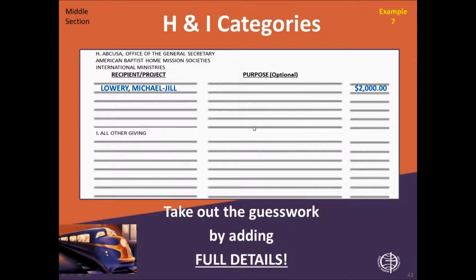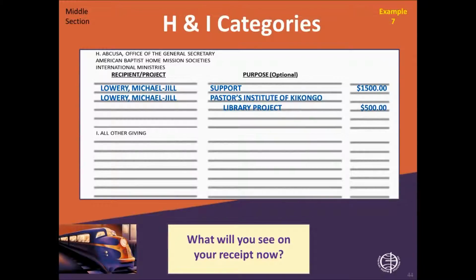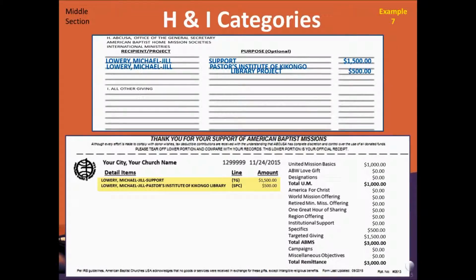So if you take this gift and you really want to be very specific as to where the funds go, we can take the guesswork out by adding more detail. In this case, we've specified $1,500 for support and $500 to this library project for this missionary. So now what will you see on your receipt? The receipt shows clearly that the support goes under targeted giving for $1,500, and the library project is now labeled specific, and it's for $500.